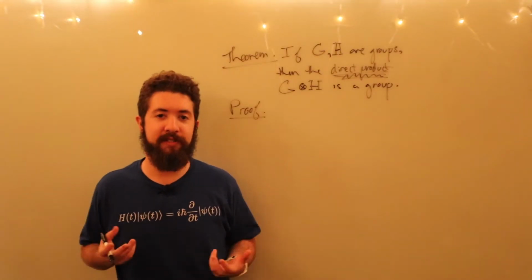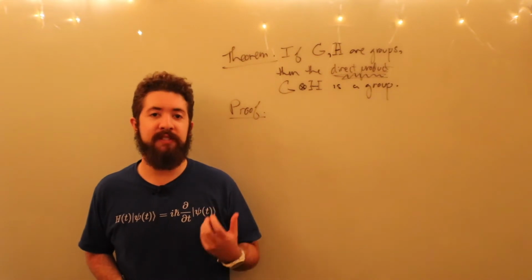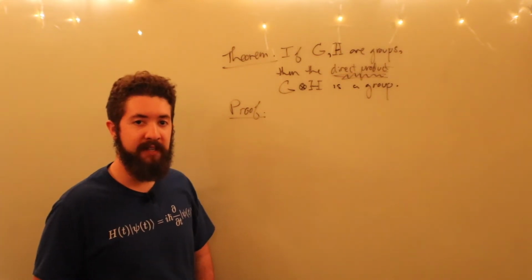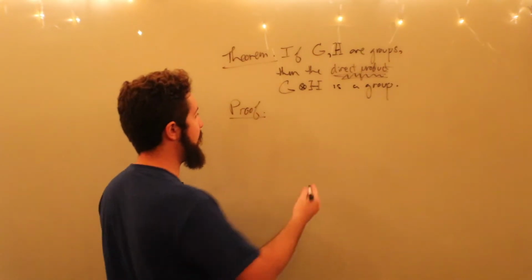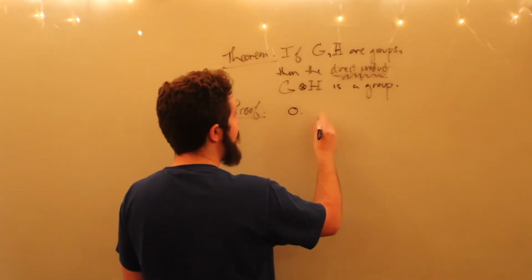All right, so the question is, is the direct product a group? The answer is yes, but we have to prove it. So let's use the three group axioms. First, we want to say, is it closed? I'll just put a little 0 here. So do we have closure?